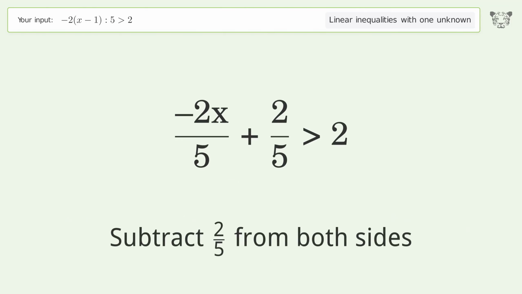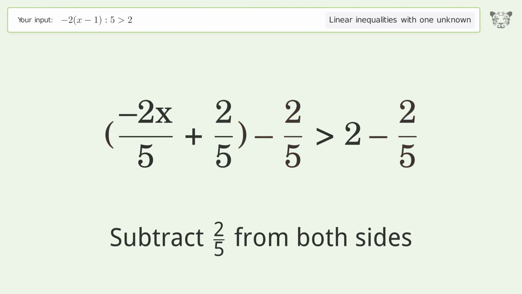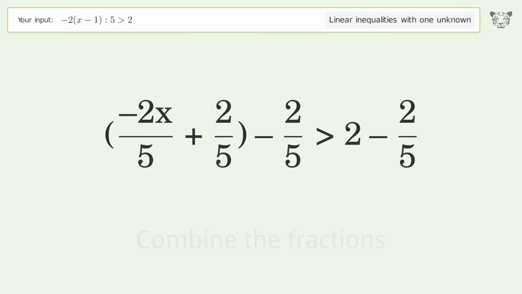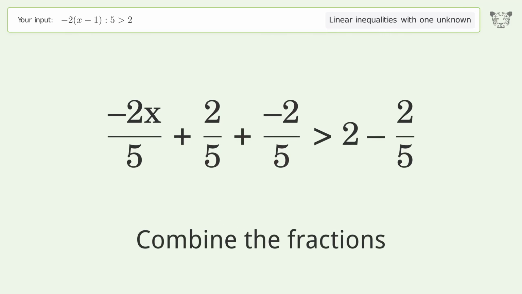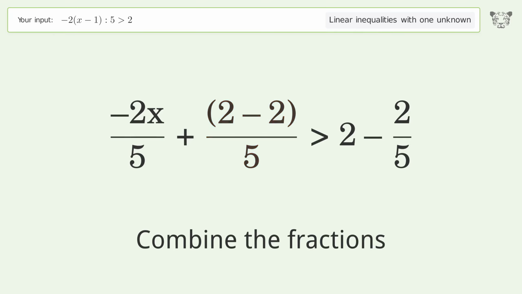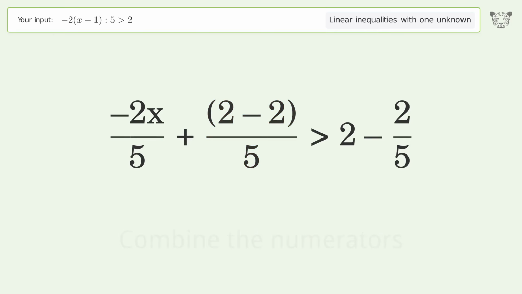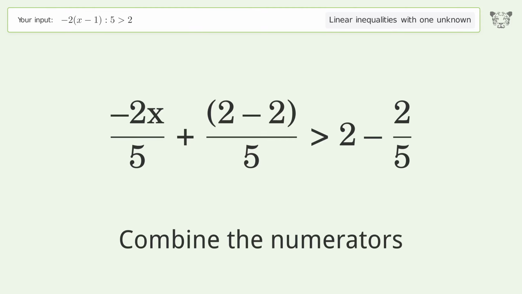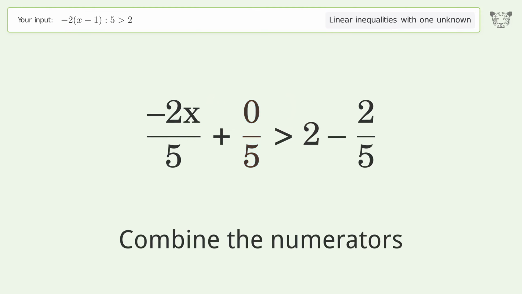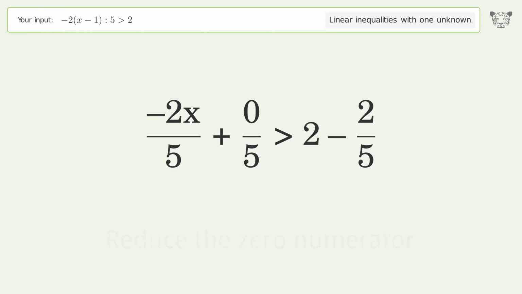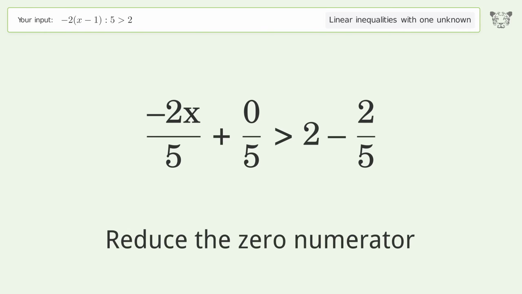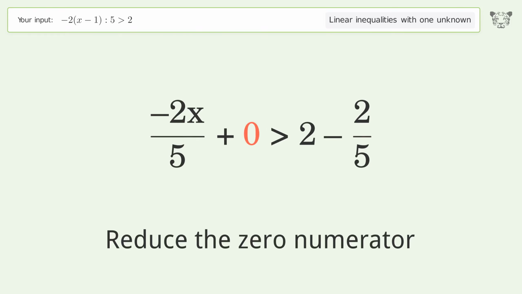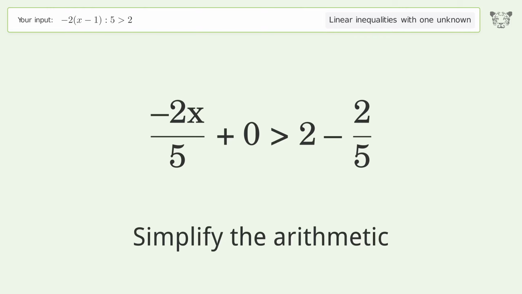Subtract 2/5 from both sides. Combine the fractions. Combine the numerators. Reduce the zero numerator. Simplify the arithmetic.